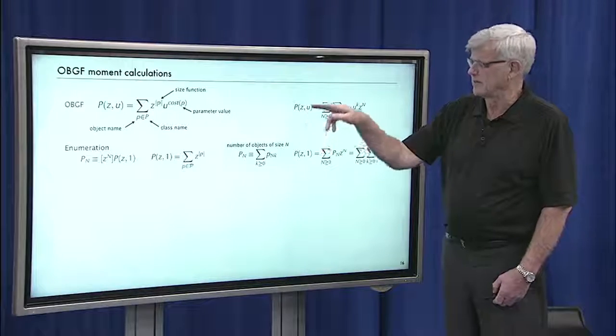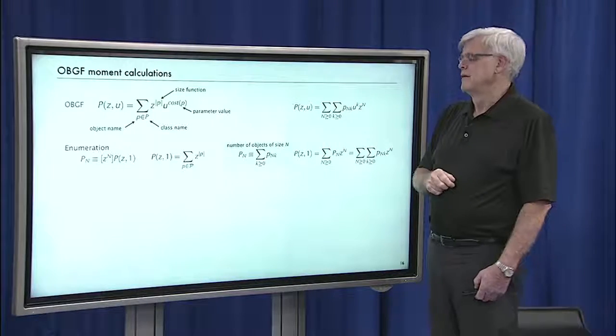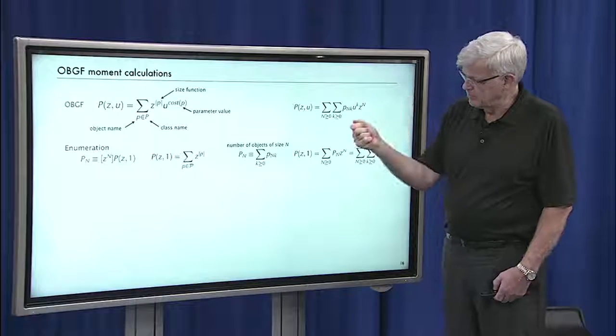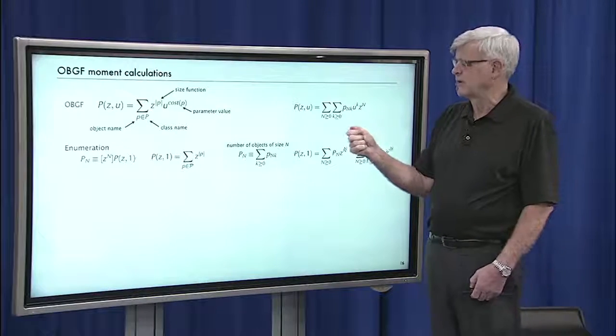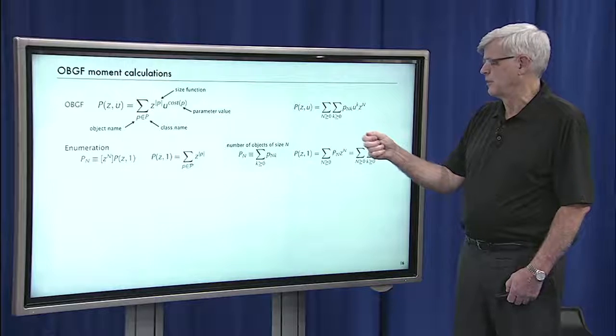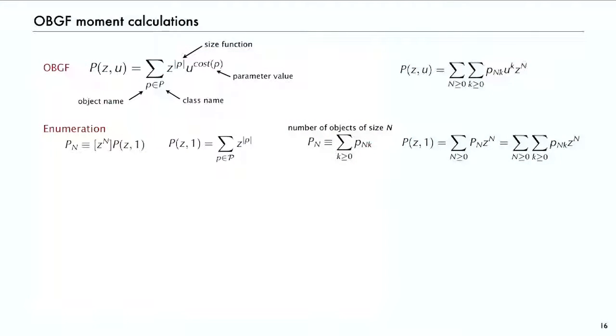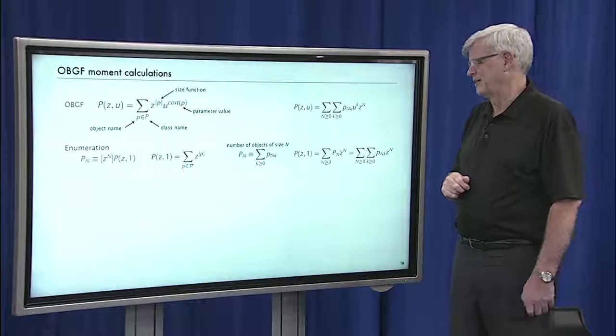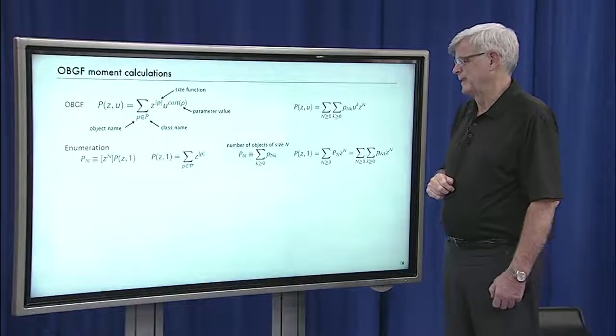So p sub n is the coefficient of z to the n in the ordinary bivariate generating function evaluated at u equals 1. Or you can do the sum and substitute p n k in there again and get back to p of z u. Okay, so that's enumeration. And again, this math over here is not really needed except to check your understanding of what's going on.